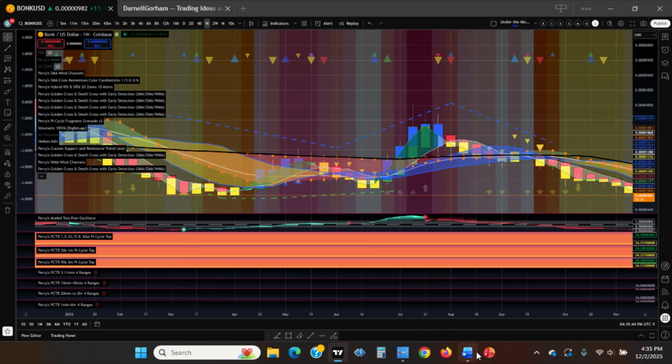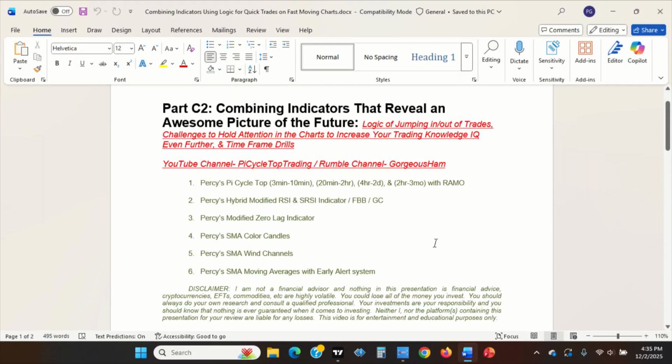Your instructor of this extraordinary chart layout and information expounded upon is not a financial advisor, and nothing in this presentation is financial advice. Cryptocurrencies, ETFs, ETNs, stocks, bonds, commodities, you name it, these things can be highly volatile. You could lose all of the money you invest. You should always do your own research and consult a qualified, licensed professional. Your investments are your sole responsibility, and you should know that nothing is ever guaranteed when it comes to investing or trading.